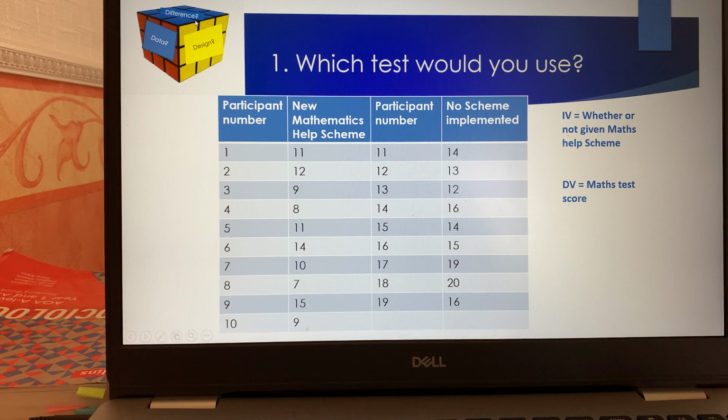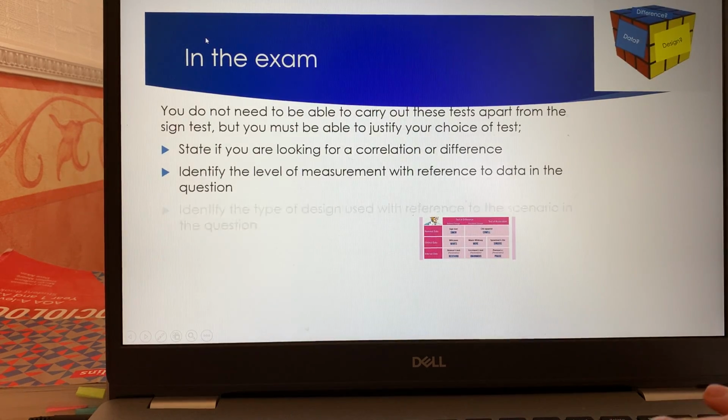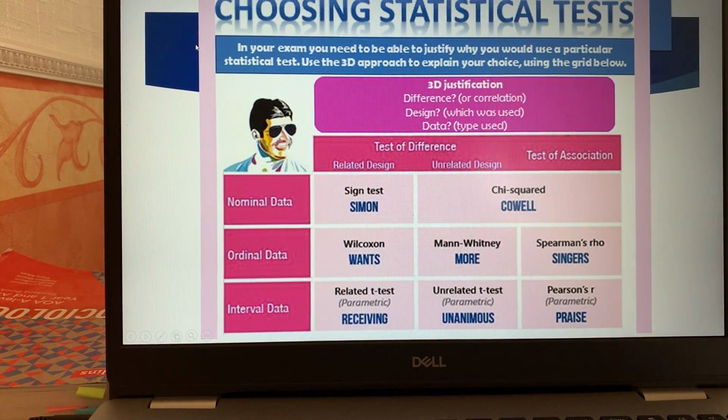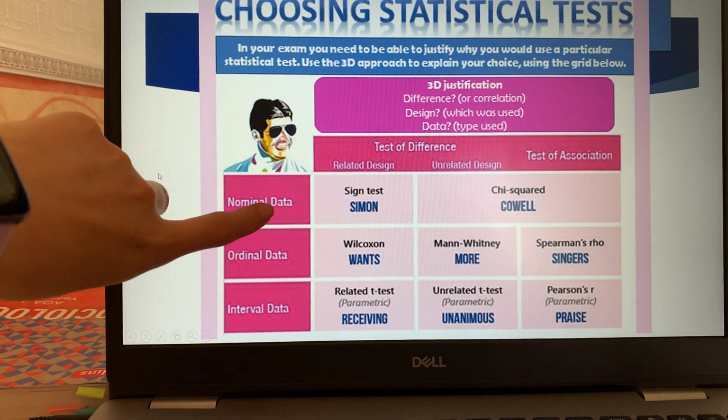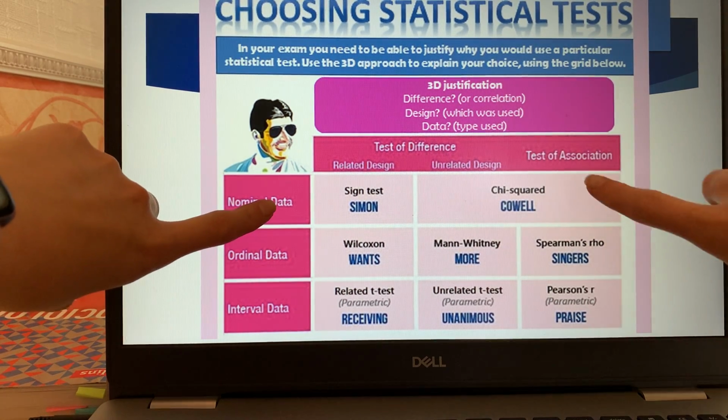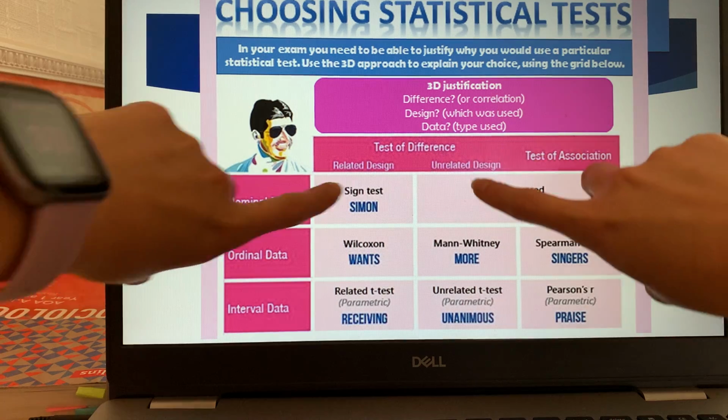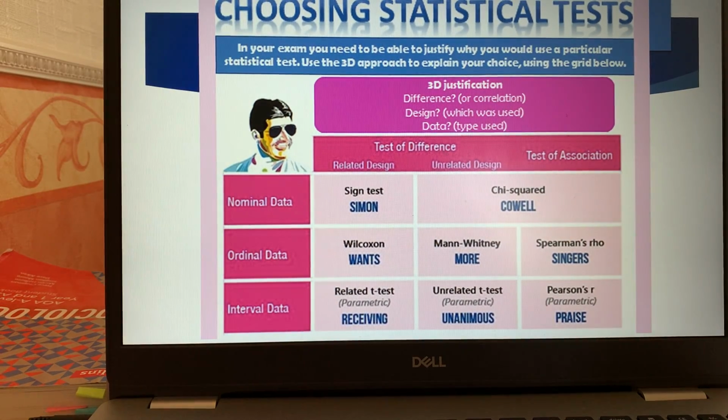So once you've worked through this, you then go back to your grid, and then you can say, right, okay, it's nominal data. I've worked that one out, and it's an unrelated design, therefore it has to be chi-square. So once you've worked through these, you come back to the data and then input it at the table, then input from there. I really hope this is making sense so far.